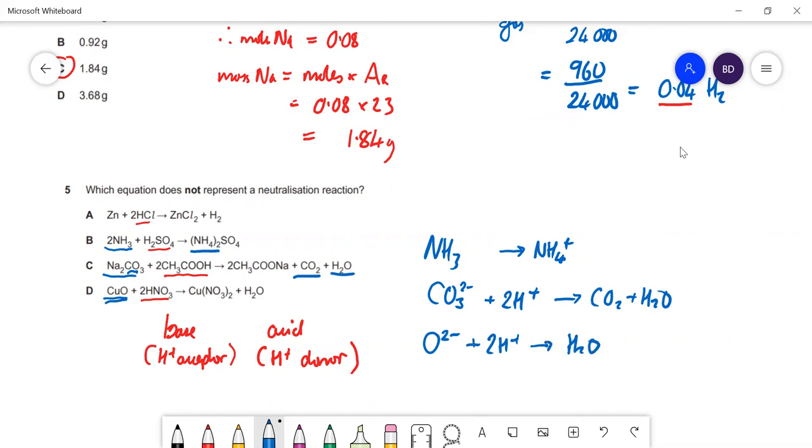But this one, A, zinc, is not a base. Zinc is not accepting H plus ions. Just incidentally, what is zinc doing? Well, zinc there has become a Zn2 plus ion. So zinc has actually lost electrons. It's gone from Zn to Zn2 plus. It's become oxidized. So A is the right answer.